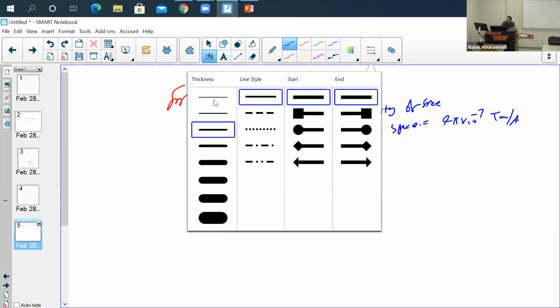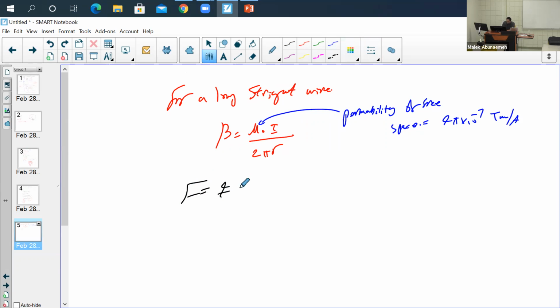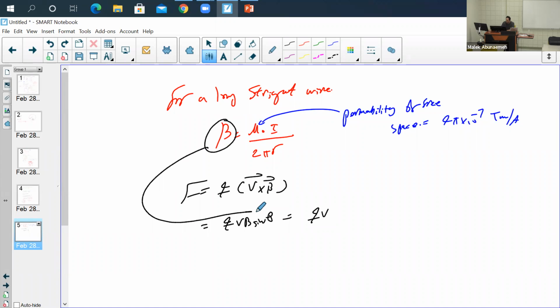So with the force in the long straight wire being QV cross B, this is going to equal QVB sine theta, which is going to equal QV, and then just substitute your magnetic field in there. So this will be QV mu naught I divided by 2 pi r, sine theta.